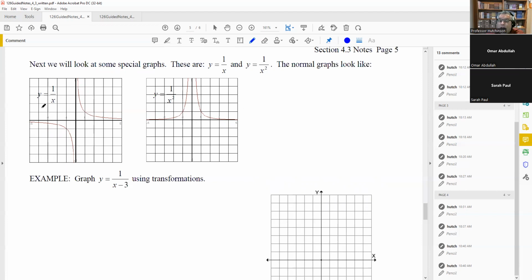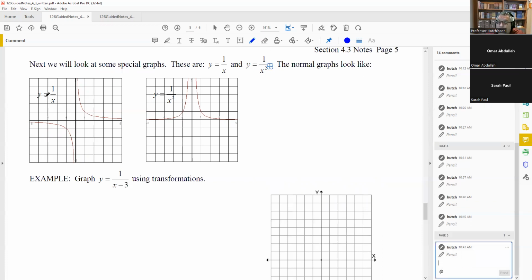So this is y equals 1 over x we have there. And we have y equals 1 over x squared. So these are the base graphs. So we have 1 over x, one goes down, and then the other one, we have two things in the opposite quadrant. So we have one thing that follows the horizontal asymptote with a curve, and then follows the vertical asymptote. It does the same thing over here.